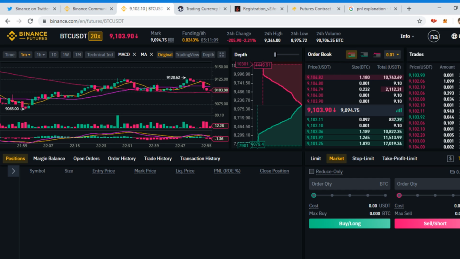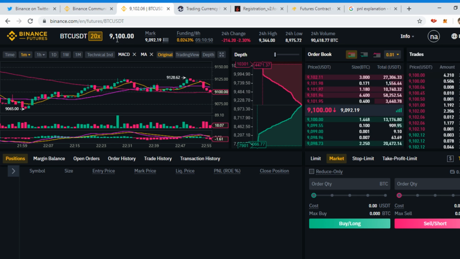So, how do you open the Binance Futures account? I'll leave the link in the description. So you want to go on your Binance account and it should say Futures on the top left corner. And then once you click there, you come to this screen.